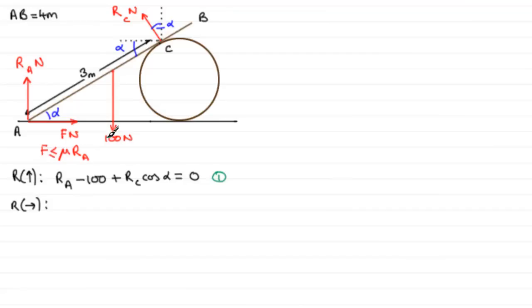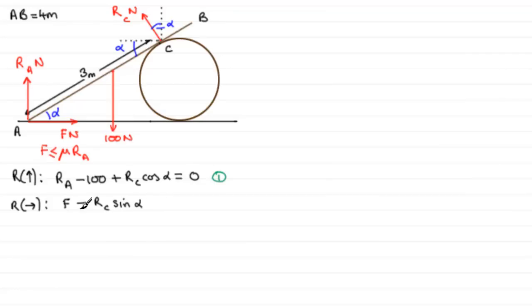So if we resolve to the right, we've got all of F acting to the right, the frictional force. What else have we got? Well, RA won't come into the equation, nor will the weight, because they're perpendicular to this direction. But we've got the component to the left here from this reaction at C. So that's going to be minus, because it's acting in the opposite direction, minus RC sine alpha.